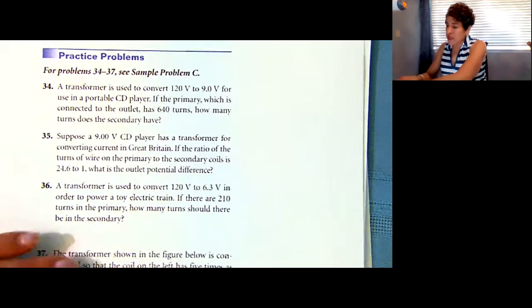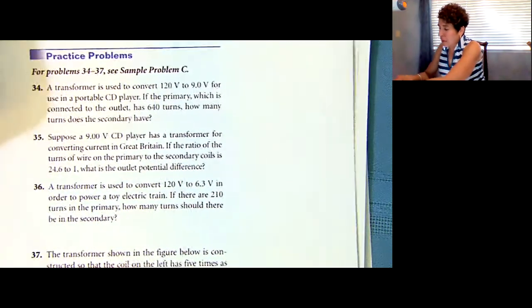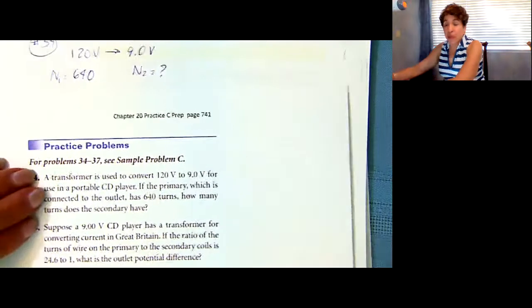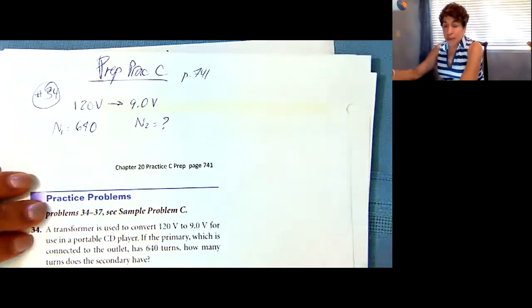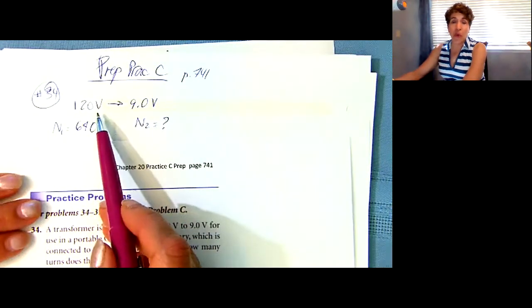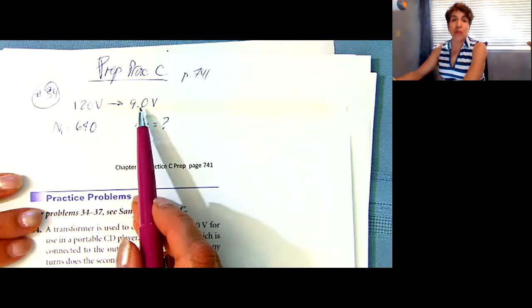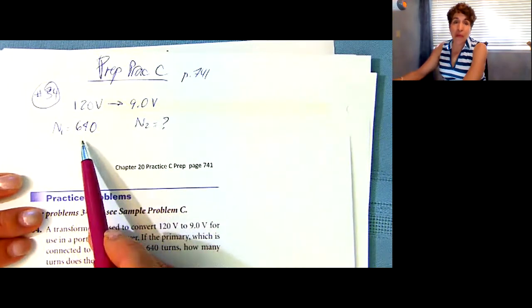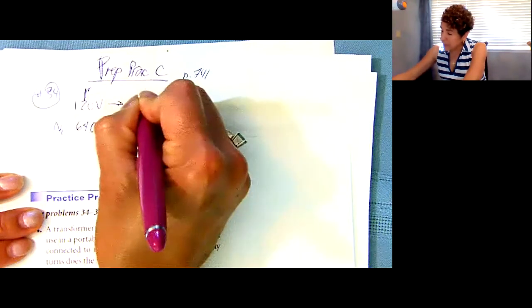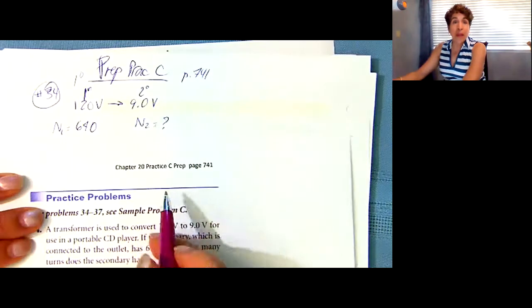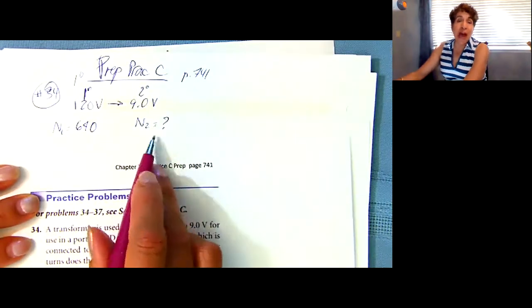Okay, so always, first you want to rewrite the problem on what the given is. So here's my given. I have 120 volts and it's going to be converted to 9 volts. The primary is on the 120 volts. This is the secondary, that's a 1 with the little 0, like so. So the question is, how many turns is on the secondary coil?